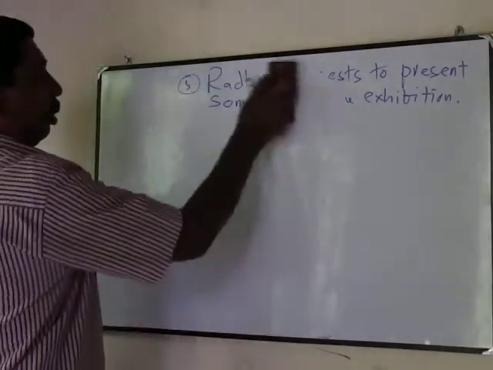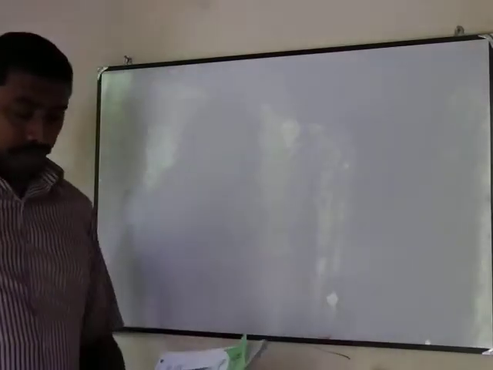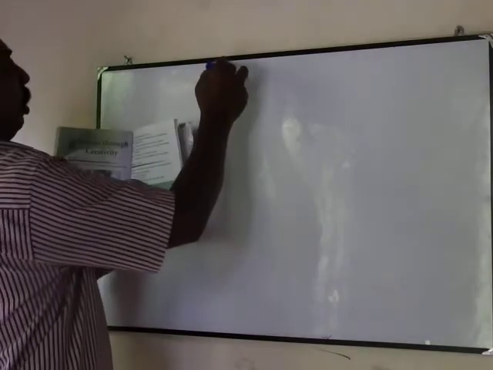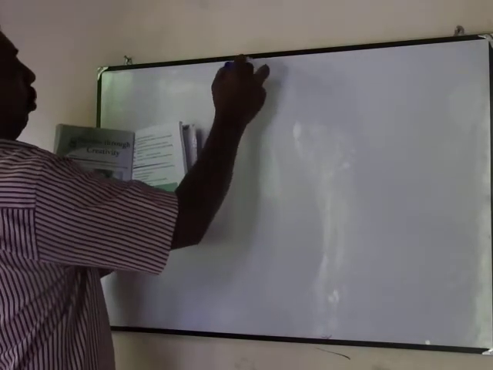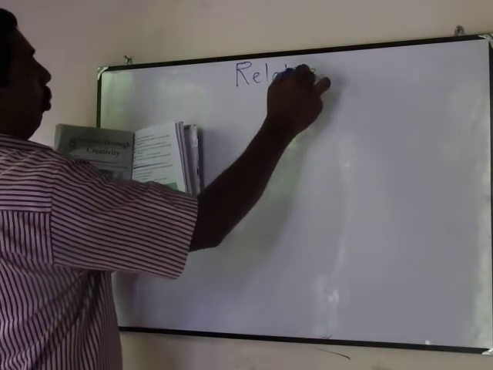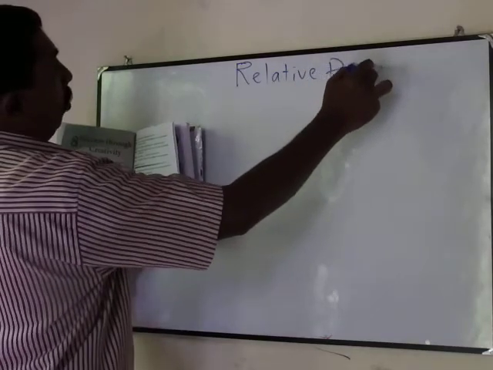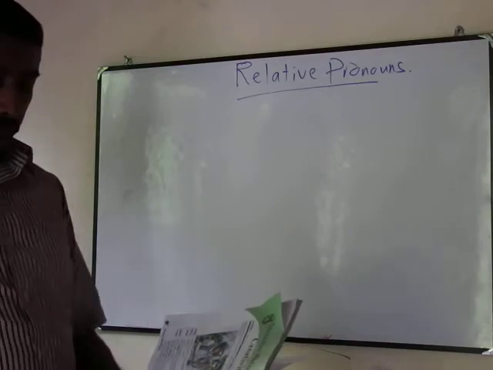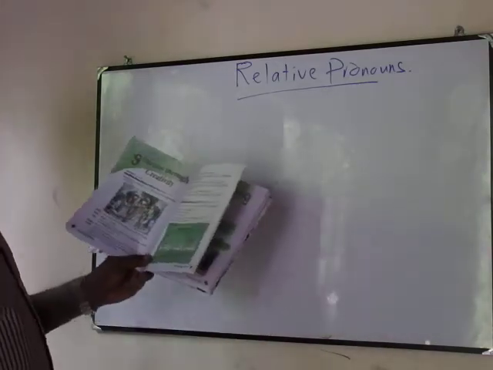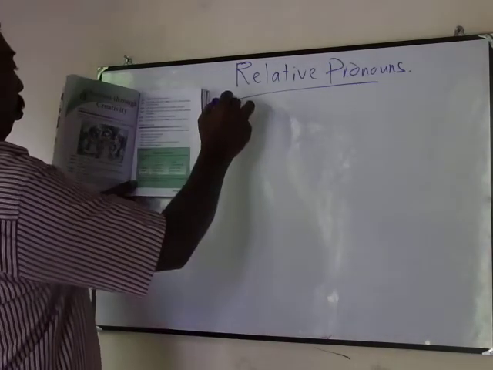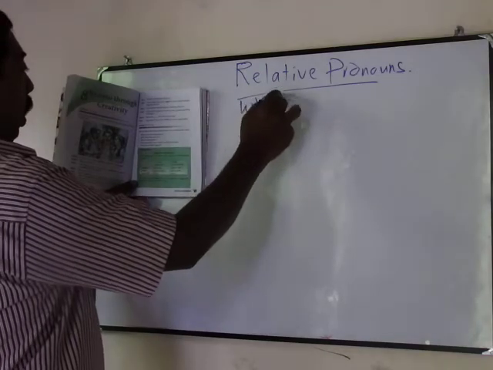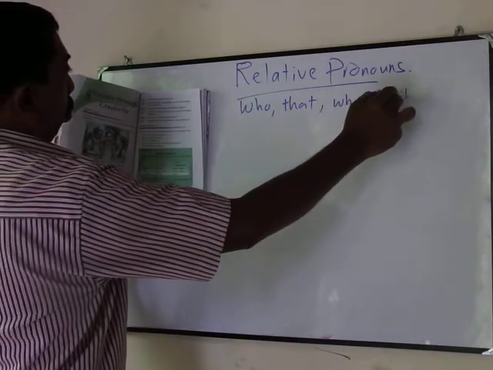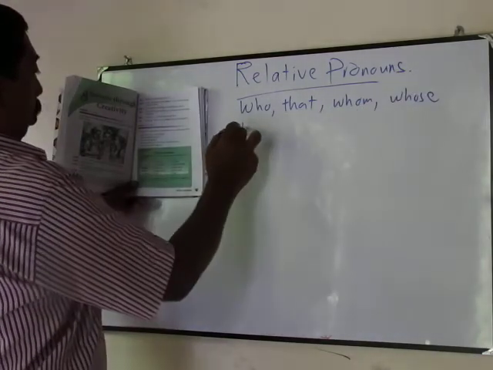Right. Now it's okay. Learning point: relative pronouns. Relative pronouns mean these are who, that, whom, whose, which.